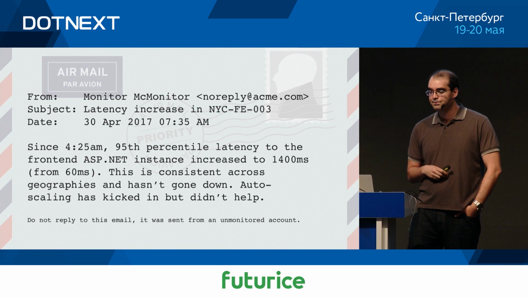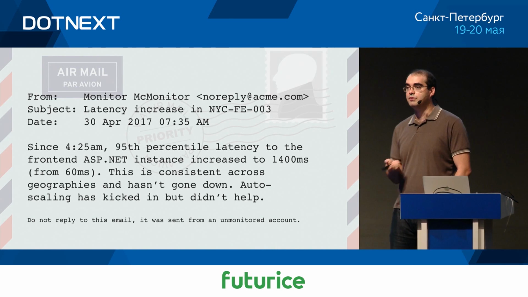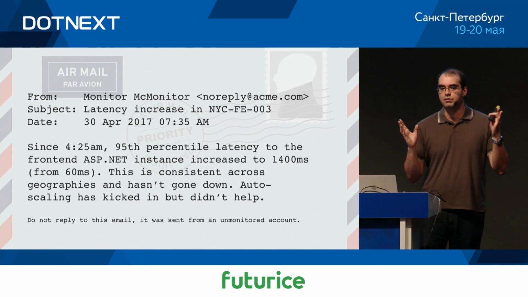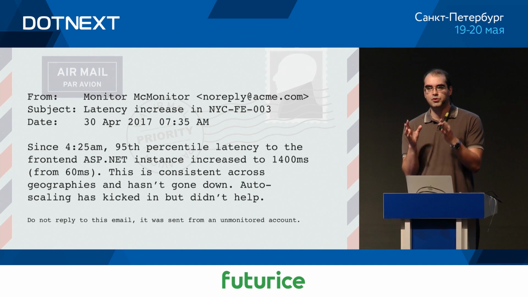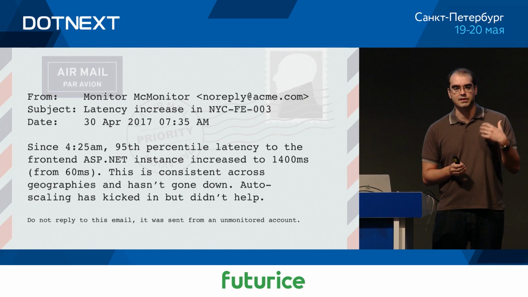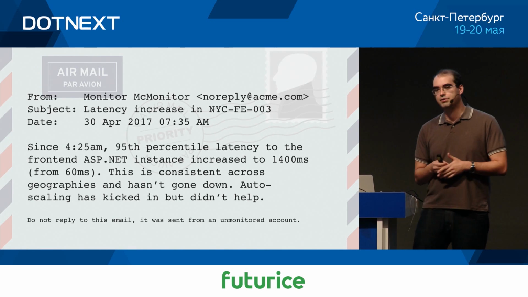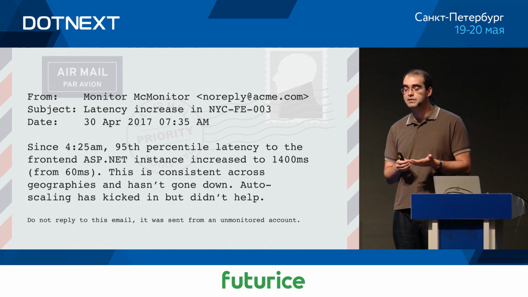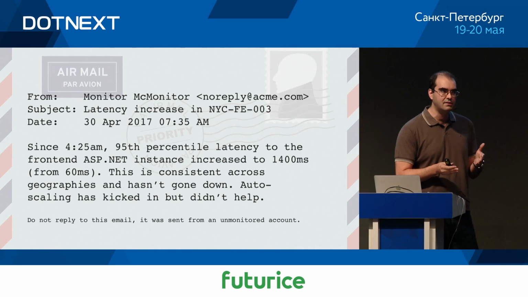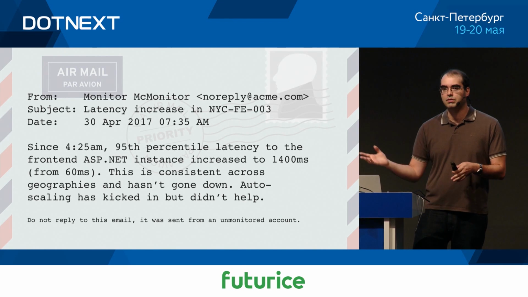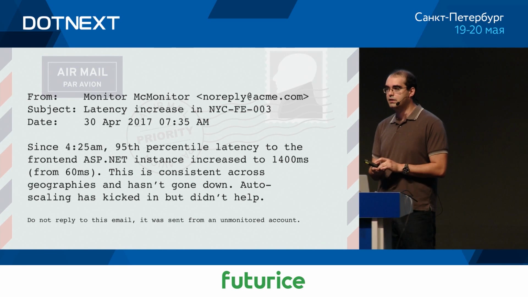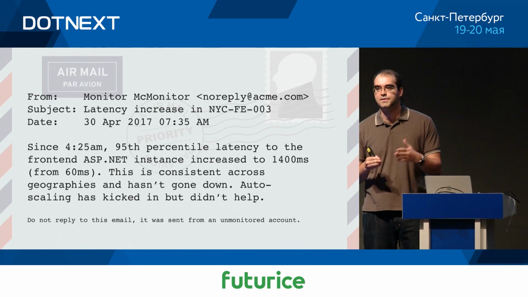Something slightly better, and this can be an email from an automated monitoring system, something like this. So since 4 in the morning, one of your specific applications, an ASP.NET application, has its latency percentile increased to 1400 milliseconds from the usual 60 milliseconds. So something is clearly bad, and this is happening across all geographies, so it's not like one specific area or client. And we have tried auto-scaling the system, and that failed.